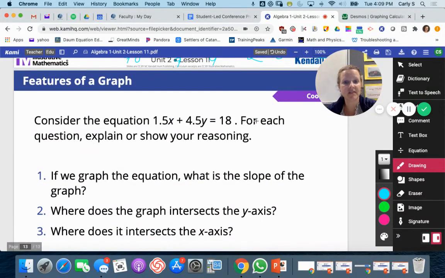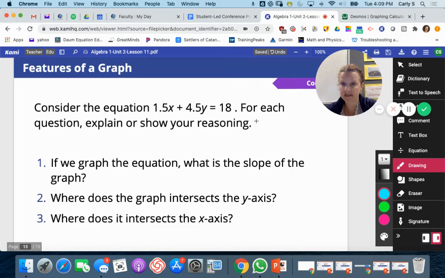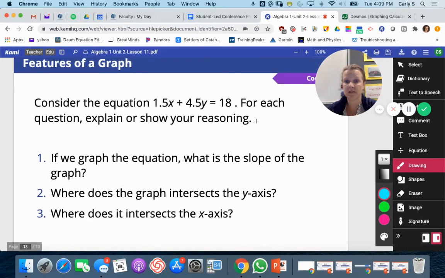All right, consider this equation. For each question, explain or show your reasoning. If we graph the equation, what's the slope of the graph? It's going to be 4.5. Nope. 1.5 over 4.5, which doesn't make sense. So if I double this, it would be 3 over 9, which is 1/3. If we graph the equation, what's the slope of the graph? Okay, it's 1/3, or 1.5 over 4.5.